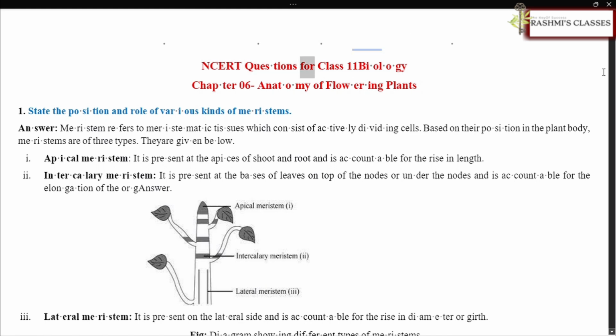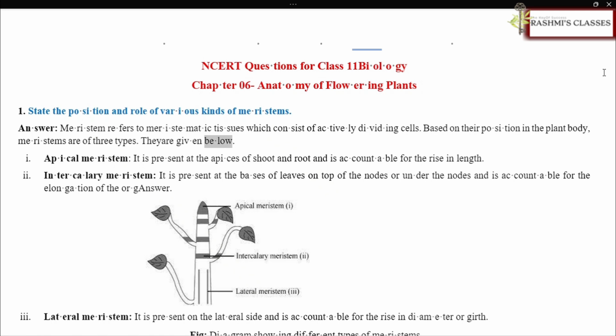Answer questions for Class 11 Biology. Chapter 06, Anatomy of Flowering Plants. State the position and role of various kinds of meristems. Answer: Meristem refers to meristematic tissues, which consist of actively dividing cells. Based on their position in the plant body, meristems are of three types.